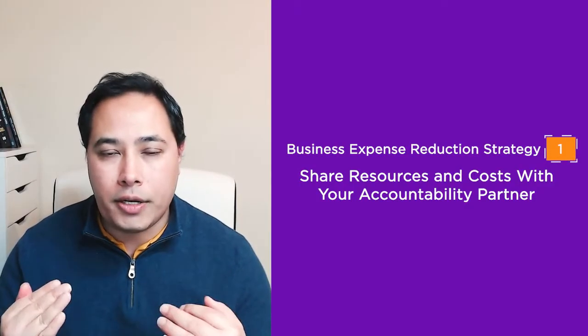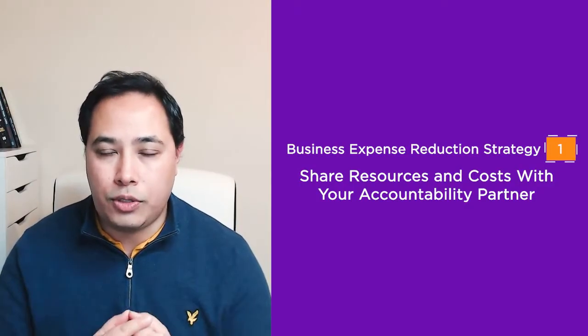Now we're looking at bucket number 3, which is all about reducing expenses, and I'm also going to share with you 3 strategies. Strategy number 1 is to have an accountability partner and also share resources between them. So do you have an accountability partner? If not, I highly suggest you get one, because my life changed when I had accountability partners. I was sharing my ideas, as well as being accountable for my actions, to my accountability partner.